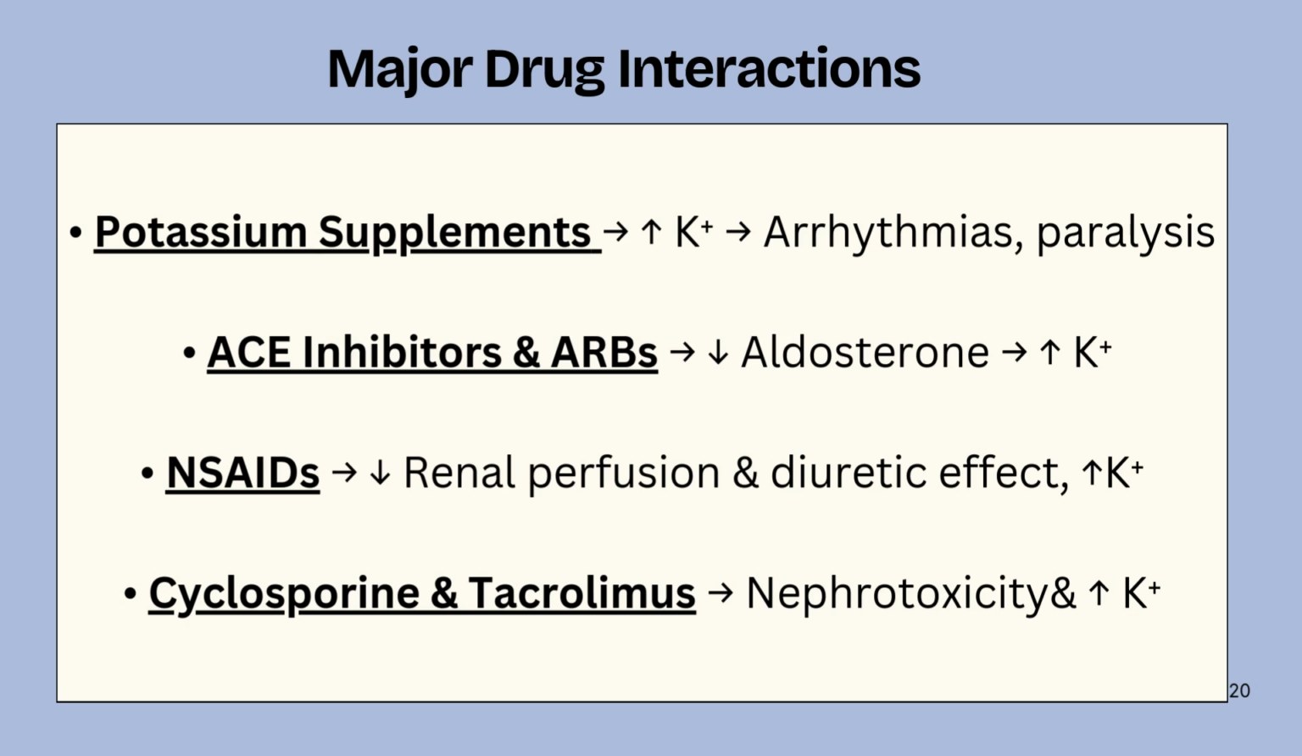Number 3. Nonsteroidal anti-inflammatory drugs, NSAIDs. Drugs are ibuprofen, naproxen, celecoxib. How they act: NSAIDs reduce renal prostaglandin synthesis, leading to decreased renal perfusion and reduced diuretic efficacy. They also enhance potassium retention, increasing the risk of hyperkalemia. Management: avoid prolonged co-administration, monitor renal function and electrolyte levels.